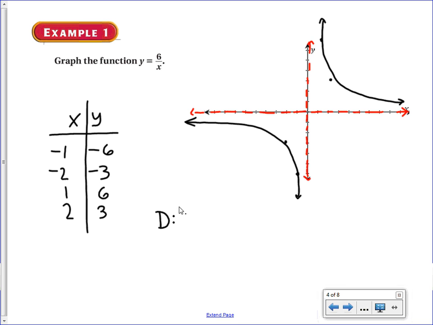And I want you to state the domain and range, which for all of these is very similar. The domain is going to be all real numbers except for the place where x has an asymptote, which is at 0. And then the range is also going to be all real numbers, except for the place where y has an asymptote, which here is also 0. Okay?